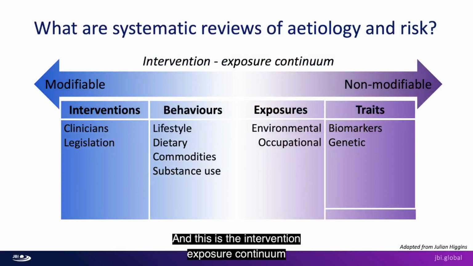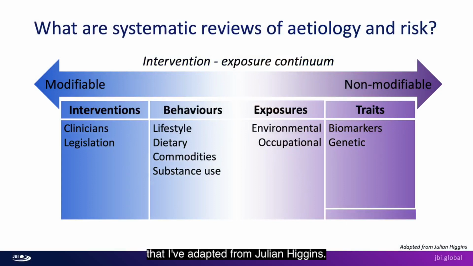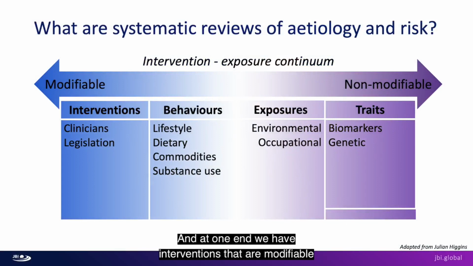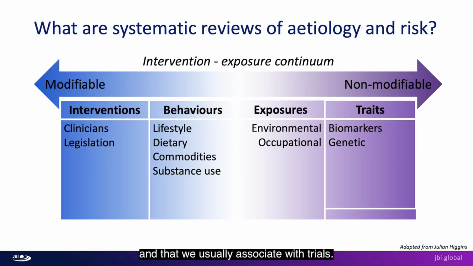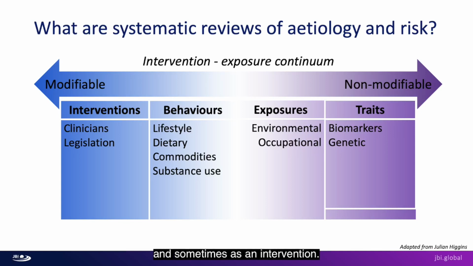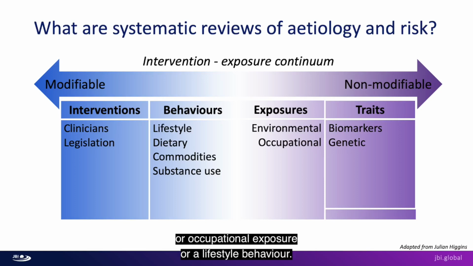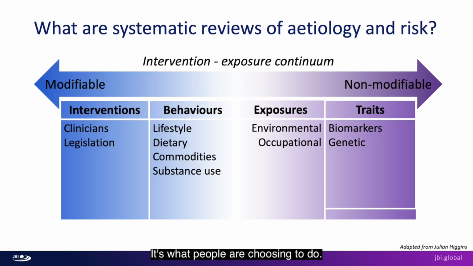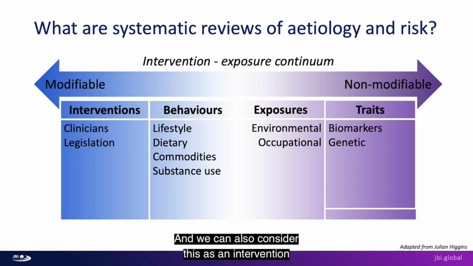This is the intervention exposure continuum that I've adapted from Julian Higgins. At one end, we have interventions that are modifiable and that we usually associate with trials. At the other end, we have traits that are generally non-modifiable. Between these two parameters, there are actions we can consider, sometimes as an exposure and sometimes as an intervention. For example, exercise can be considered an environmental or occupational exposure or a lifestyle behavior. It's what people are choosing to do. We can also consider this as an intervention, so it's what we give people.